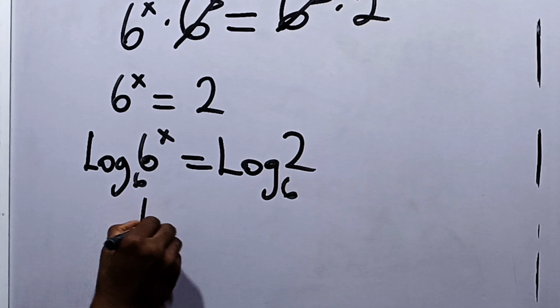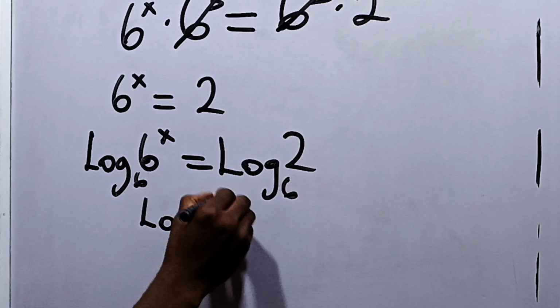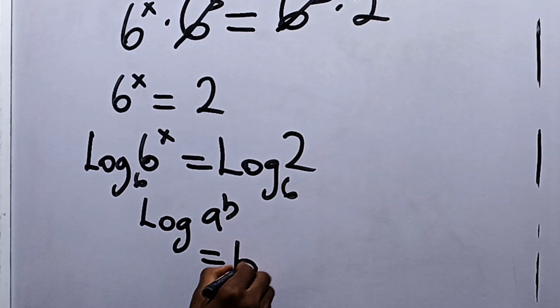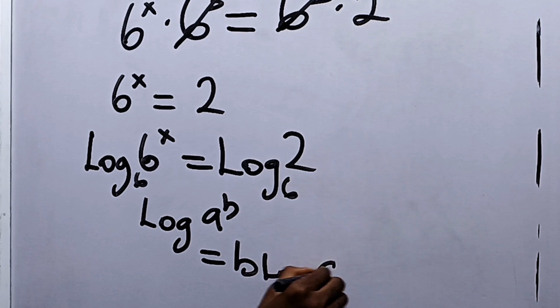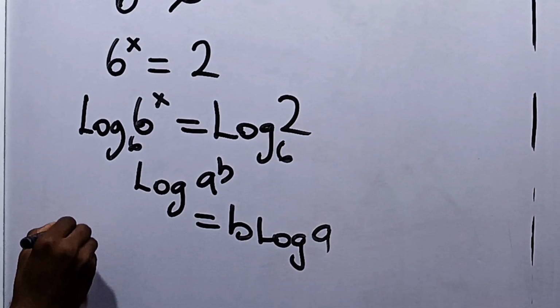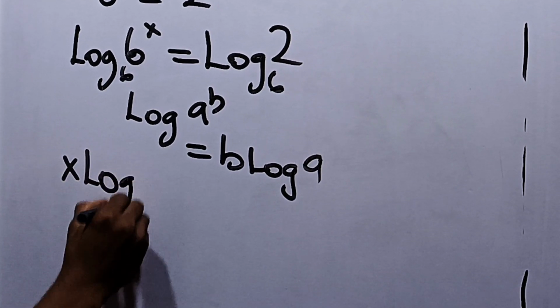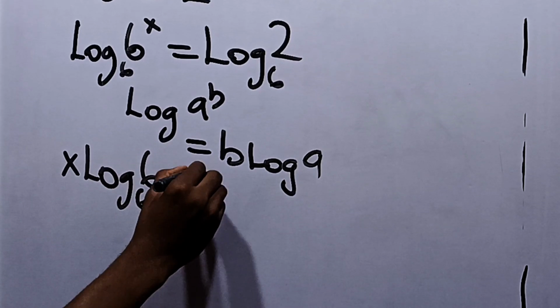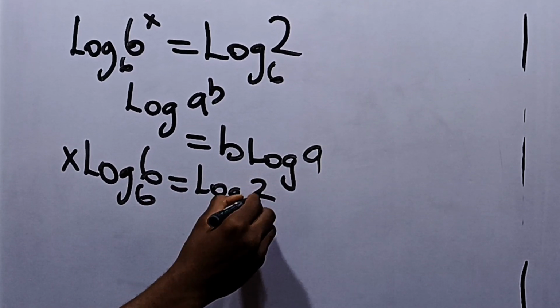Now recall that when we have logarithm of a raised to power b, it's equal to b multiplied by logarithm of a. Applying the same law here, we now have x multiplied by logarithm of 6 to base 6 is equal to logarithm of 2 to base 6.